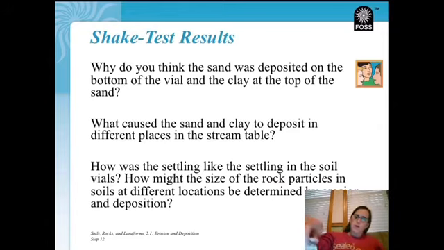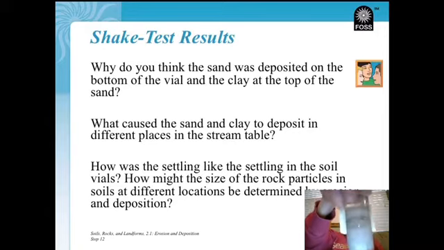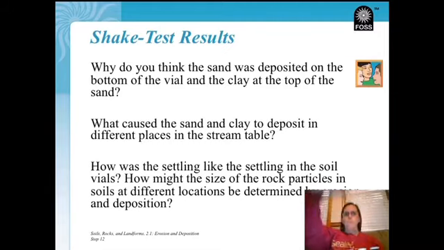So soil number 1, I think it came from a river delta, a forest, a desert, or a mountain. Soil number 2.